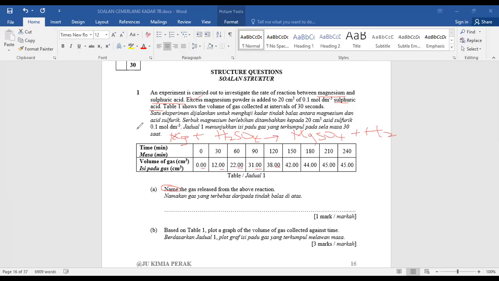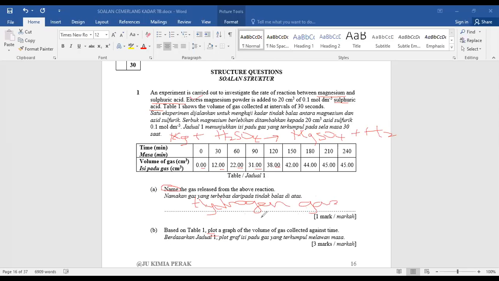Okay. Now, balance up the equation. You are going to have the hydrogen gas being produced. Therefore, the name of the gas which is released will be hydrogen gas. Okay. Now, next part. Based on the table, can you see you plot a graph? Plot a graph means you have to have the graph paper. Each of the dots will be put onto the graph paper.